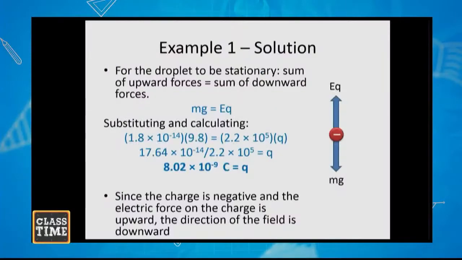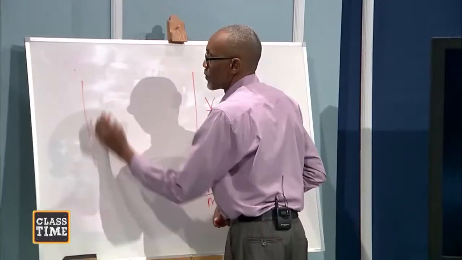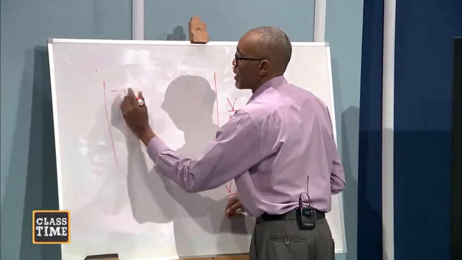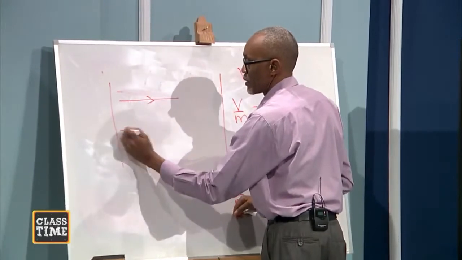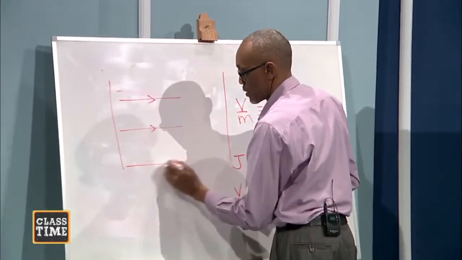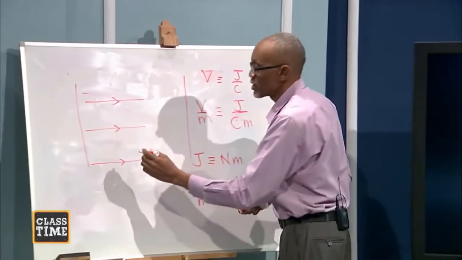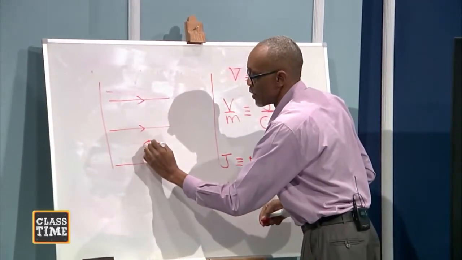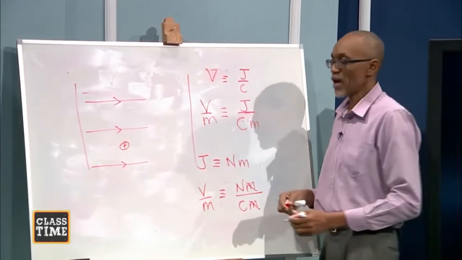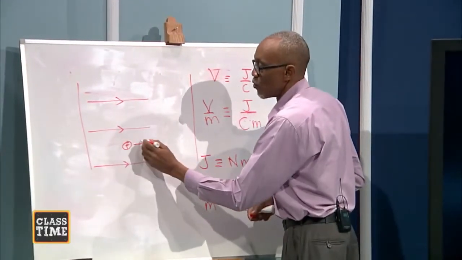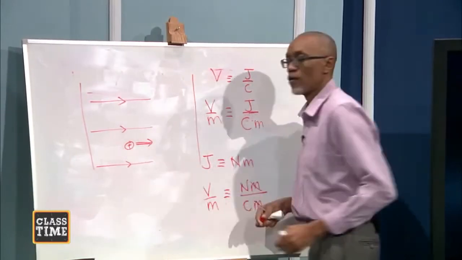I'll just try to jog your memory, because I'm having issues with the touch screen. All right, so here we had the electric field going across like this. This is the electric field. And we had said that when you place a positive charge in the electric field, then that positive charge will move in the direction of the field.